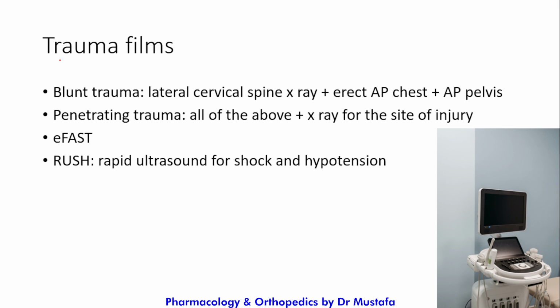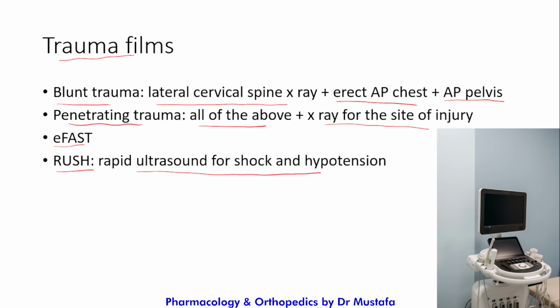Now let's talk about the trauma films. In blunt trauma, you send the patient for lateral cervical spine x-ray plus erect AP chest x-ray plus AP pelvis x-ray. In penetrating trauma, you send all of the above plus the x-ray for the site of injury. And in both of those, you send the patient for EFAST and for RUSH, which is rapid ultrasound for shock and hypertension.